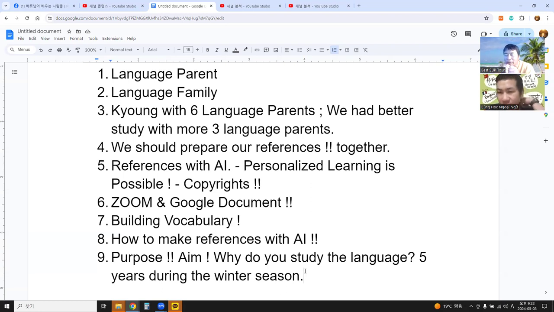You can read the newspaper. You can watch Korean news, Korean dramas, movies. That means you need a long-term plan. You also need a goal. Why do you study the language? Why do you study Korean? For example, in the future I'll teach Korean to Vietnamese people, or I'll work with a Korean company, or you want to live in Korea. There are many, many reasons to study the language, right?